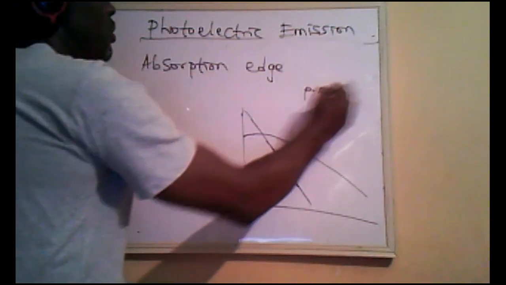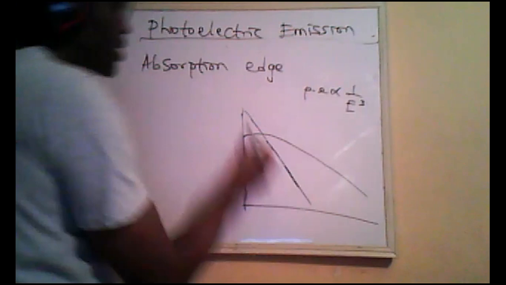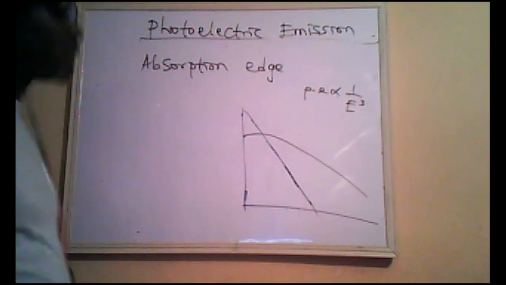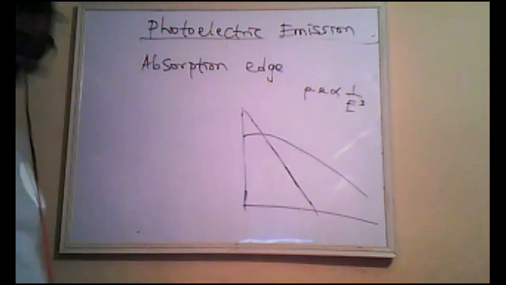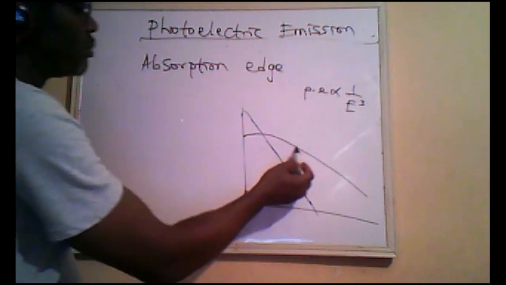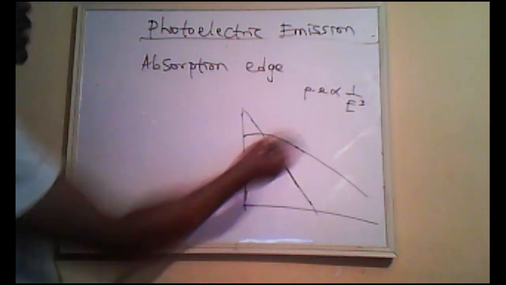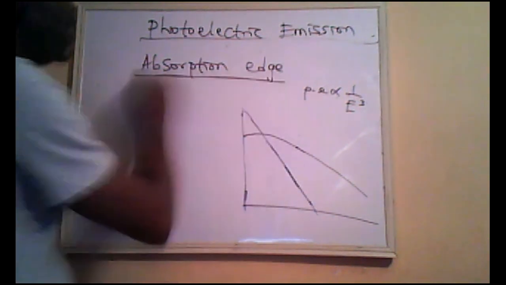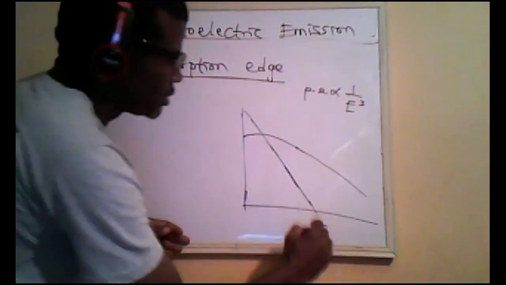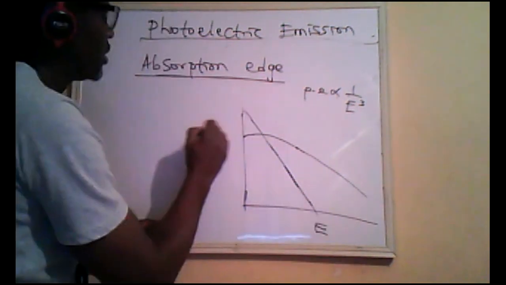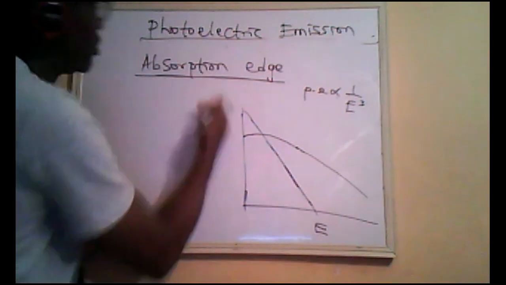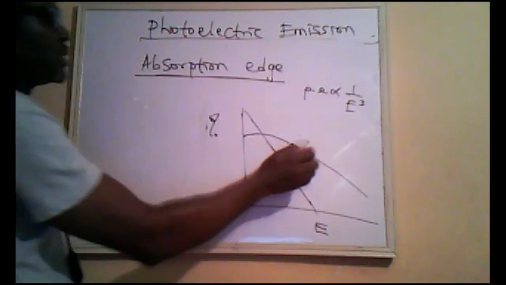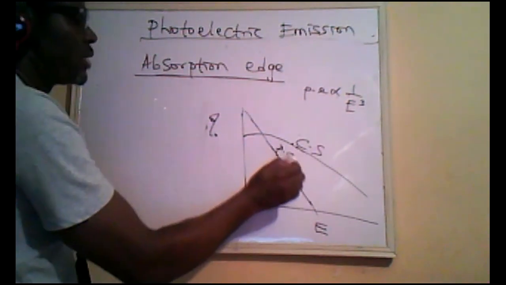Photoelectric emission over energy. The graph has a very, very sharp gradient compared to the gradient of this one. We could see that for photoelectric emission, this is the energy, right? And this is the percentage of interaction, for Compton scattering and for photoelectric emission.